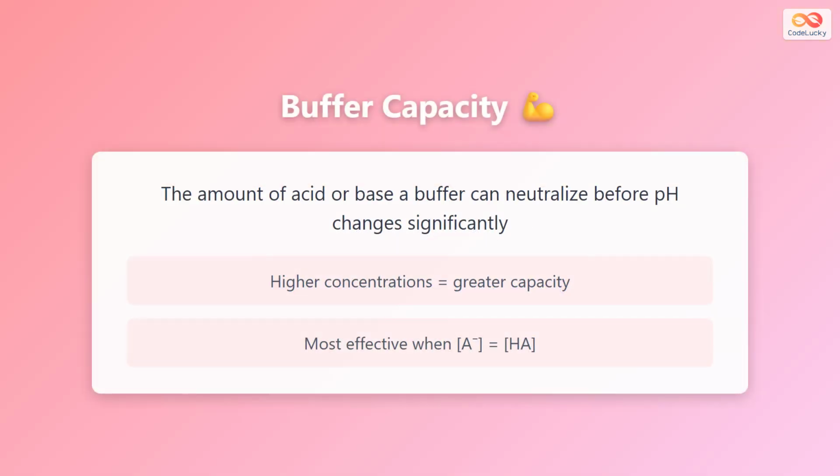Buffer capacity refers to how much acid or base a buffer can neutralize before its pH starts to change significantly. Think of it as the buffer's strength or endurance. Two factors determine buffer capacity. First, higher concentrations of the buffer components mean greater capacity, more molecules available to neutralize added acid or base. Second, buffers work most effectively when the concentrations of the weak acid and conjugate base are equal.